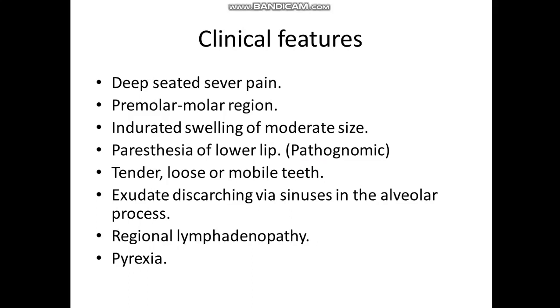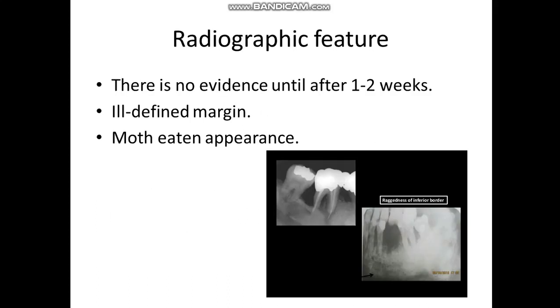Actually, this is in case of chronic. That means after the acute, because chronic has two types, could be primary or secondary. Primary means developed by itself. Secondary from acute osteomyelitis. So sometimes the exudate discharges through the sinuses in the alveolar process. Regional lymphadenopathy, enlargement of the lymph node, and pyrexia, which is elevation in the body temperature.